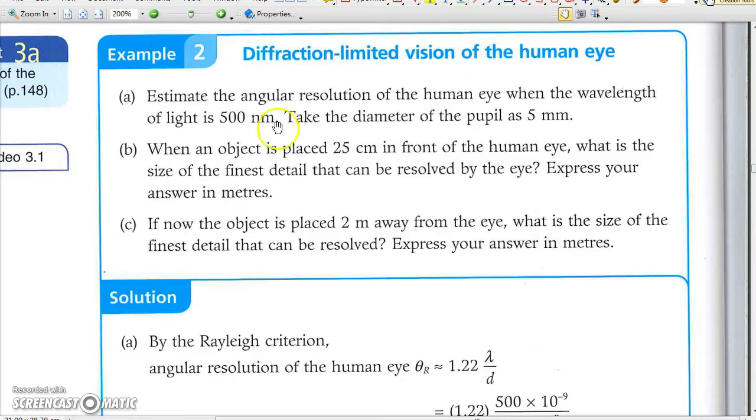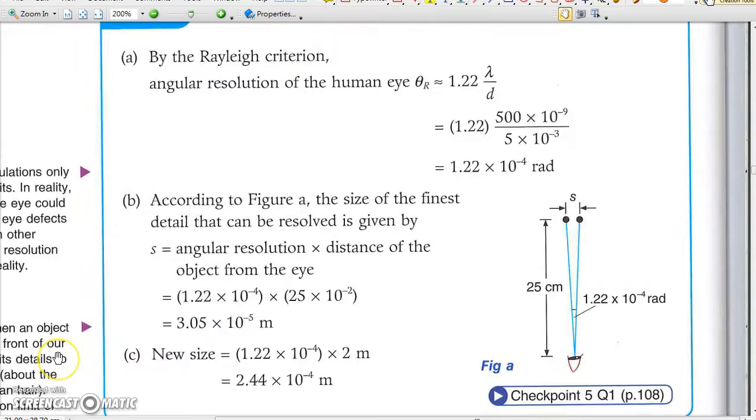Example 2. The diffraction-limited vision of the human eye. So, what is theta_r? It is the angle subtended between the objects at the observer's eye. Let's look at figure A below. So, a smaller angle means the two objects can be closer, and still we can distinguish them.